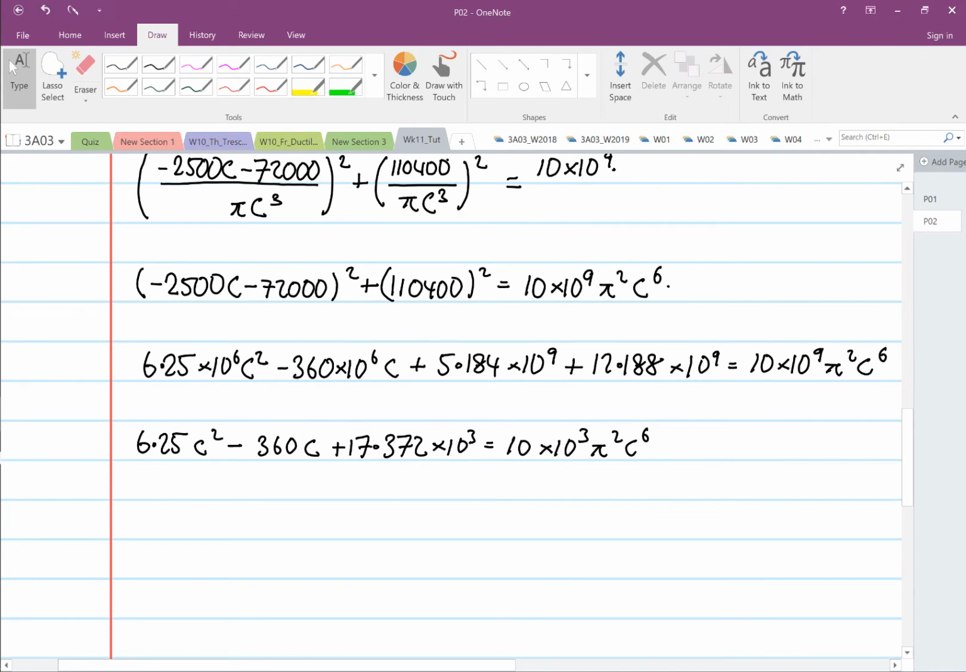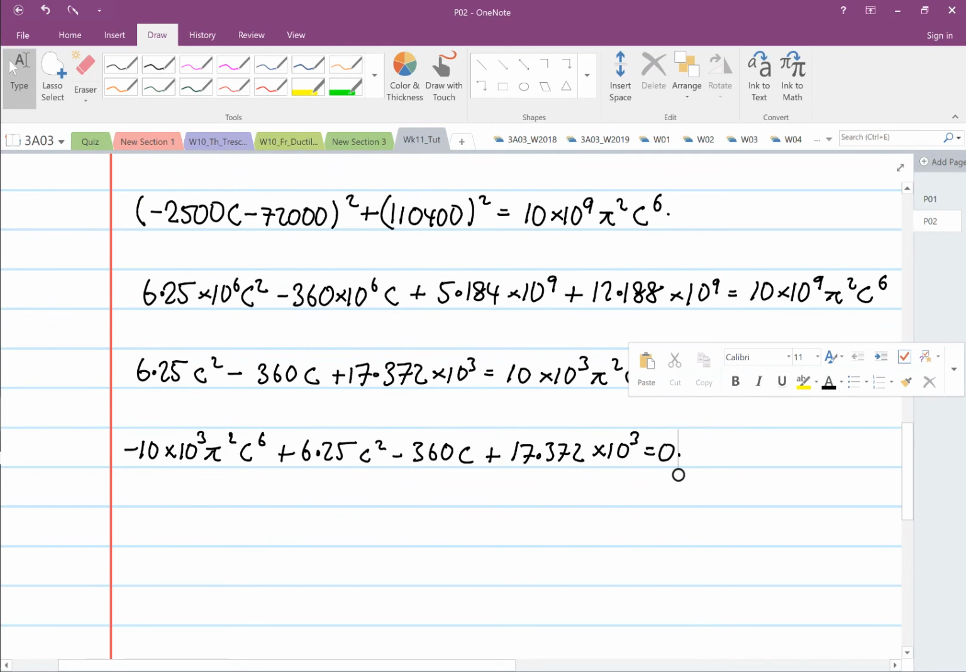Then bring everything to the left hand side. We're going to use the calculator to solve it. So 10 times 10 to the power 3 pi squared c6 plus 6.25 c squared minus 360c plus 17.372 times 10 to the power 3. The whole thing is equal to 0. So we're going to use the solver on the calculator.